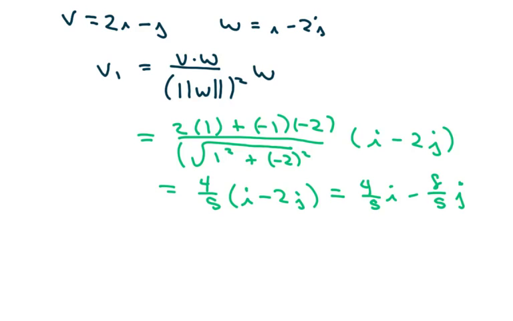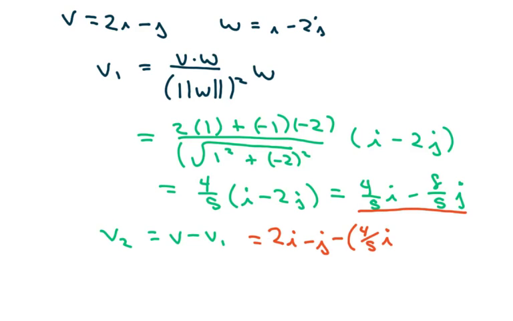And therefore our second vector is going to be my original vector minus my new vector. My original vector is 2I minus J minus 4/5 I minus 8/5 J, and that's going to yield 6/5 I plus 3/5 J. Okay, and we have two more. So if you've got this, you can probably stop.